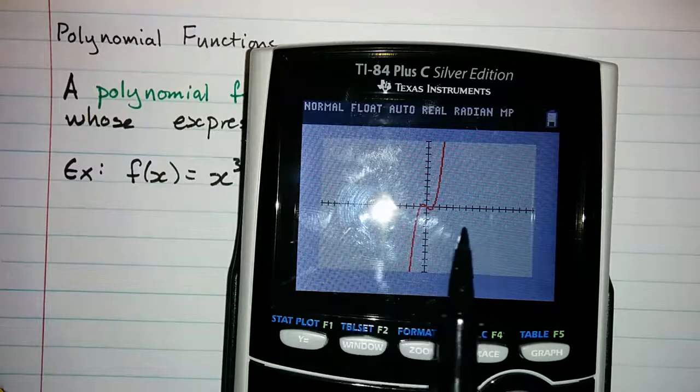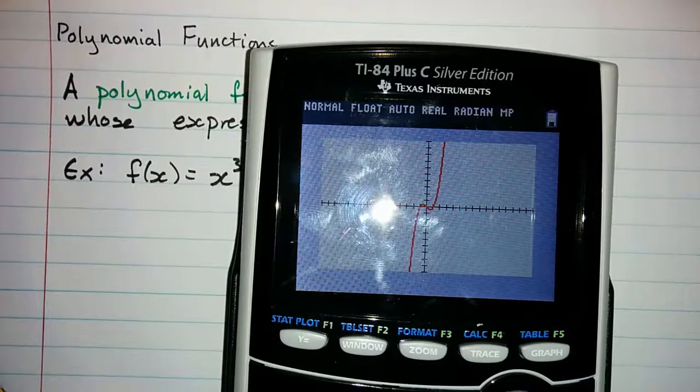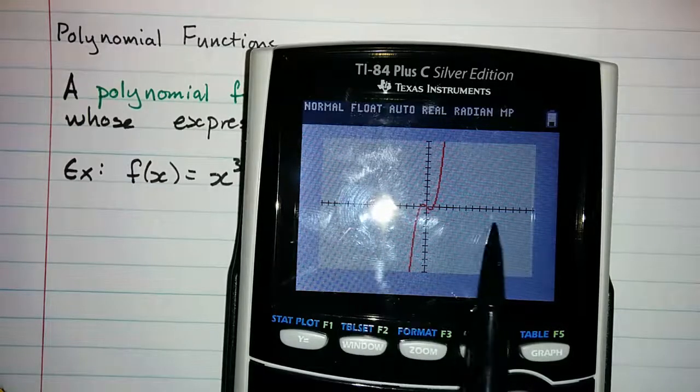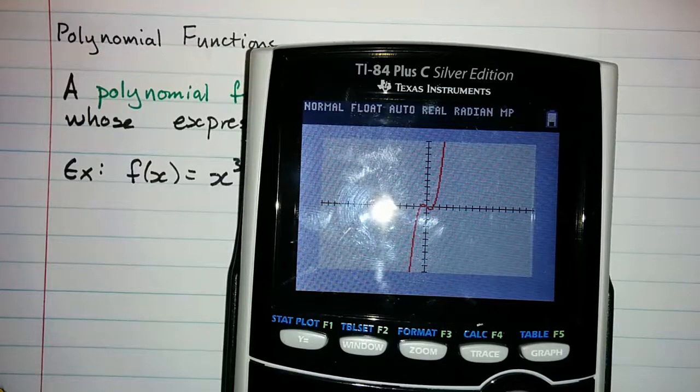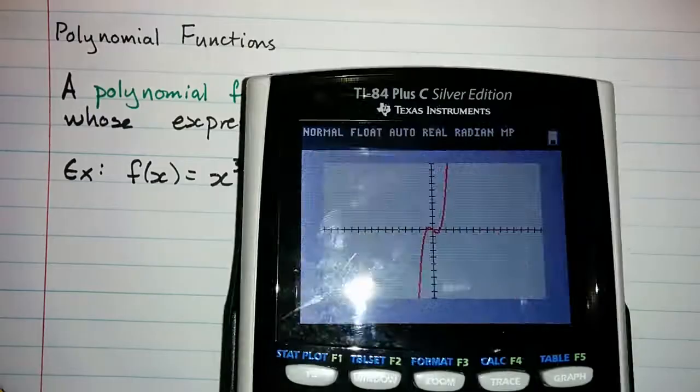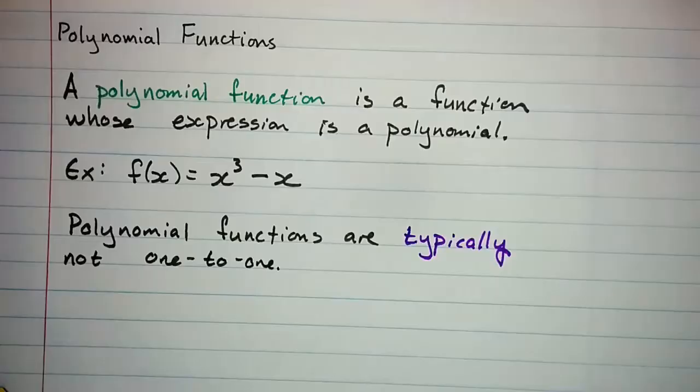Notice that it crosses a horizontal line, namely the x-axis, twice. What do we call a function that does something like that? A function that does something like that is not one-to-one. And that's typical of polynomial functions. That's not universal. There are some one-to-one polynomial functions.